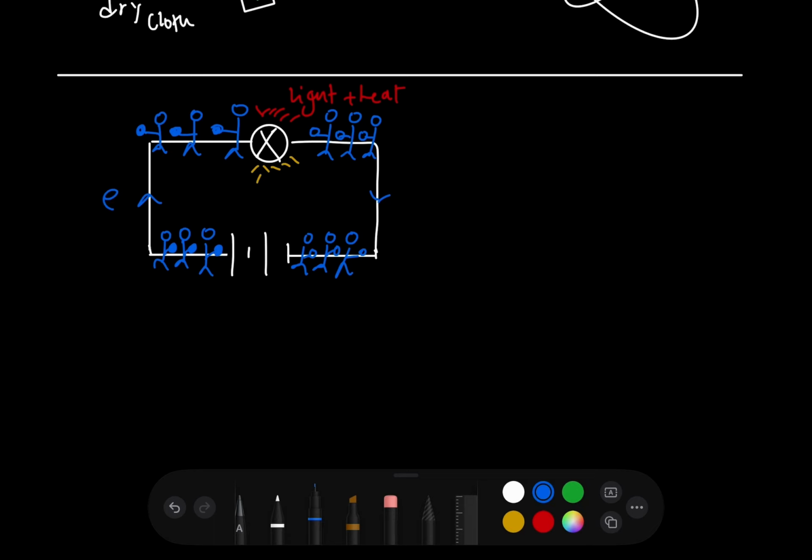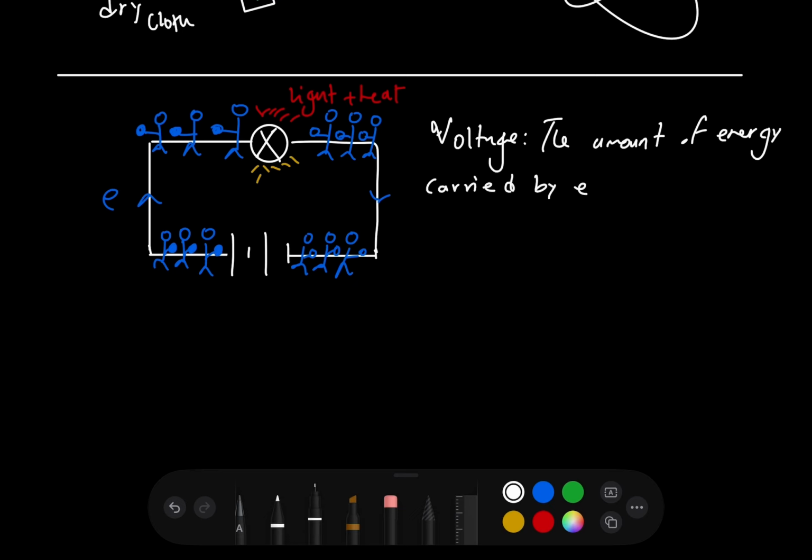So what exactly is voltage in this scenario? Well, you can think about the energy in their backpack as voltage, whereas the number of these people that pass through a given point is current. So the energy in their backpack is just like a voltage, and the number of them that pass through a given point is just like current. So voltage, or potential difference, is simply the amount of energy carried by each coulomb of charge.